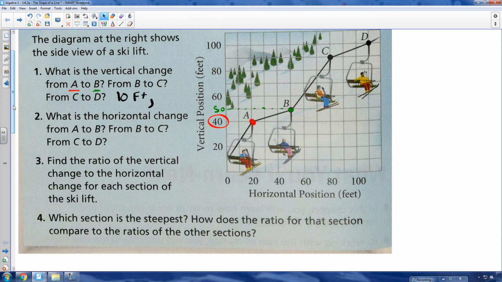Now they want to know the change in height from B to C. We'll use blue for C, and we'll still use green for B, obviously. Well, C is way up here, and C is at a height of 90. So if it went from a height of 50 to a height of 90, I believe that the change in height was 40 feet. It went up 40 feet.